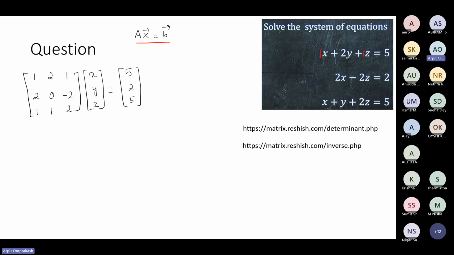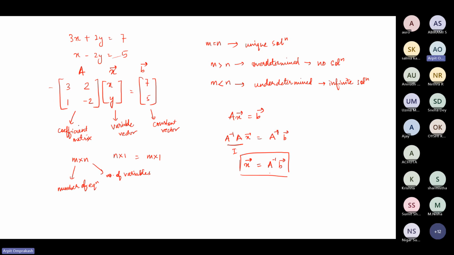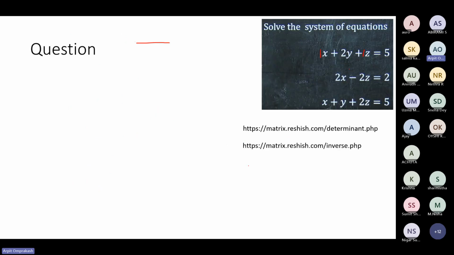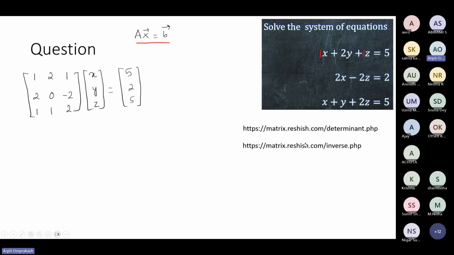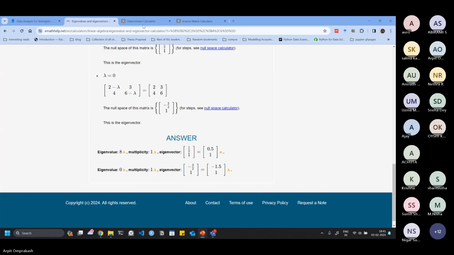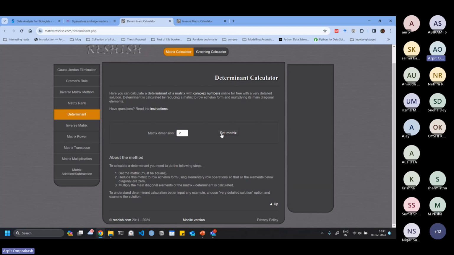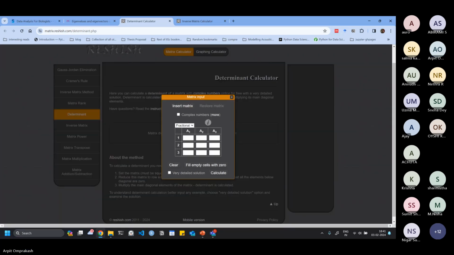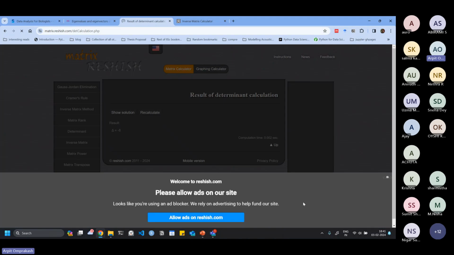Okay. So to solve this, we need to find the inverse of A and multiply it with B, then we'll get the value of X. We are not taught how to calculate the inverse and determinant for 3x3 matrices, so we'll be using these websites to get the determinant and inverse. This one is to calculate the determinant. We set the matrix dimensions as 3, and then type out our matrix: 1, 2, 1, 2, 0, minus 2, and 1, 1, 2. We get the determinant, which is minus 8.